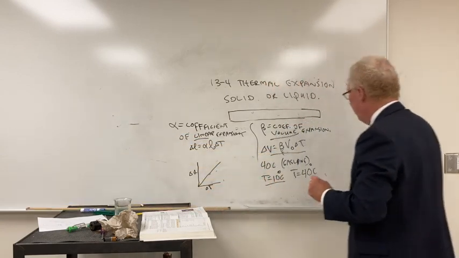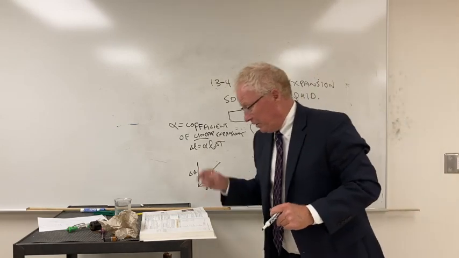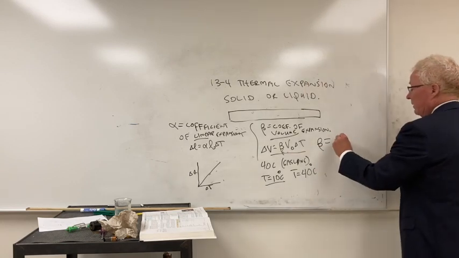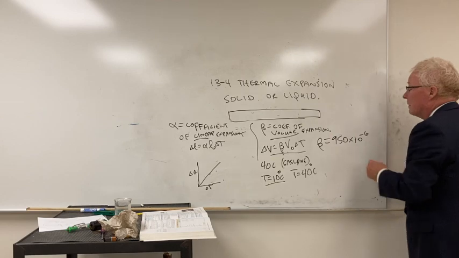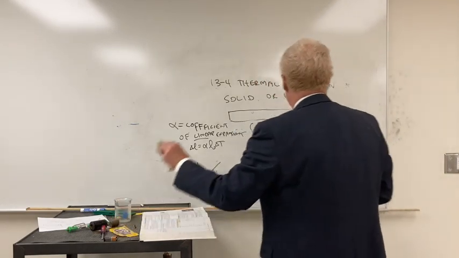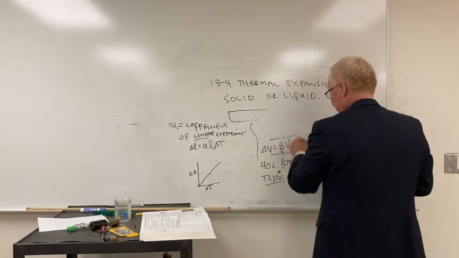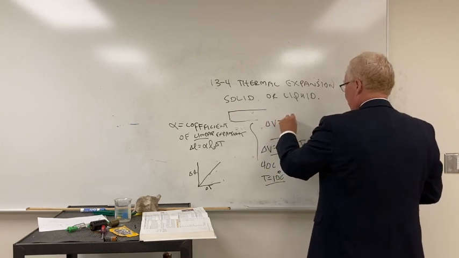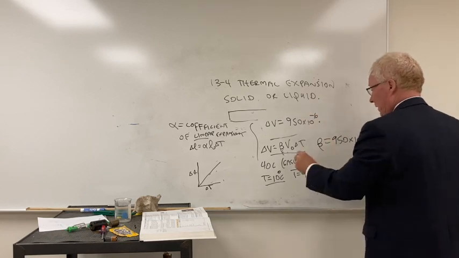Well, gasoline has a coefficient of volume expansion of 950 times 10 to the minus 6th. So what we would have here, in this case, is delta V would be 950 times 10 to the minus 6th times 40.